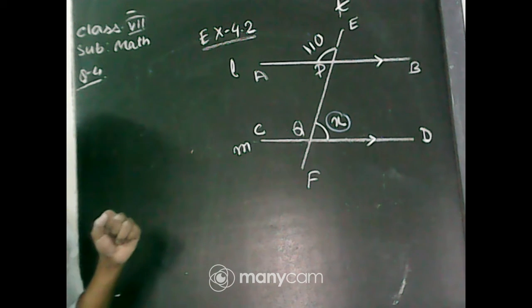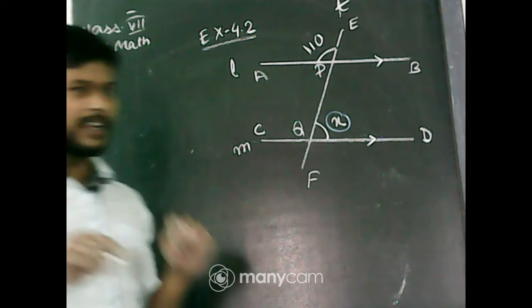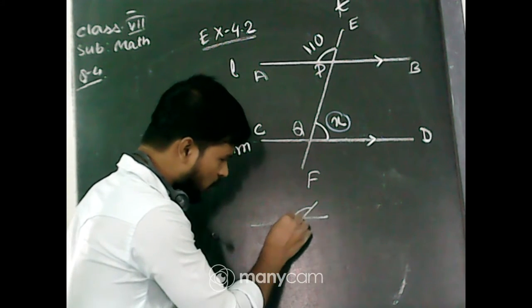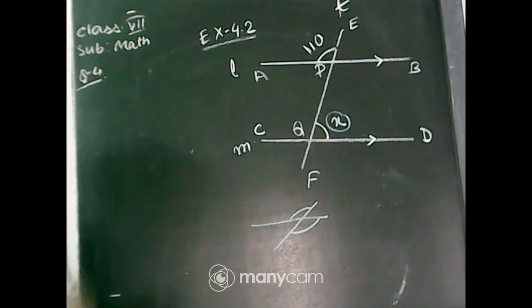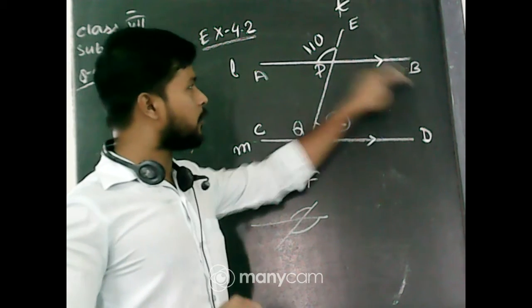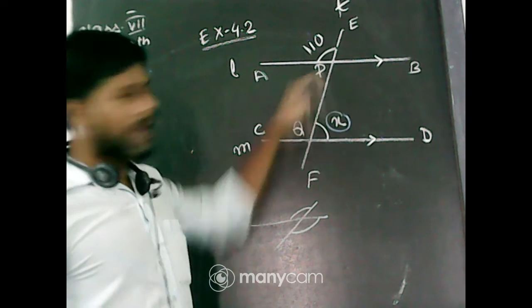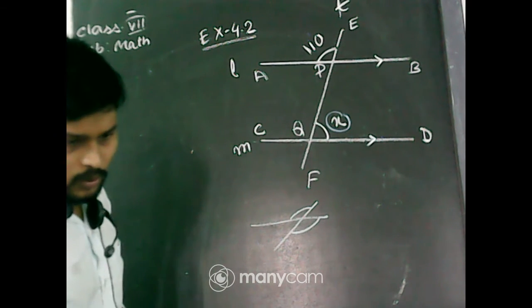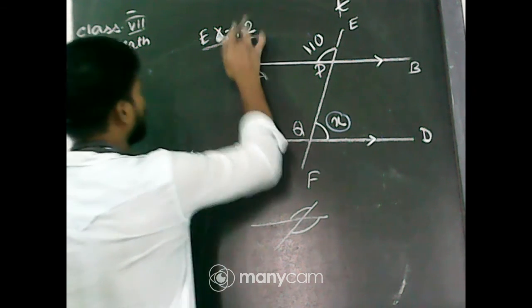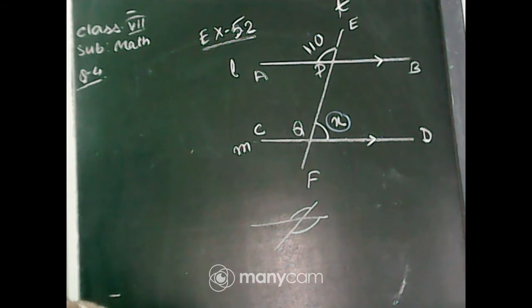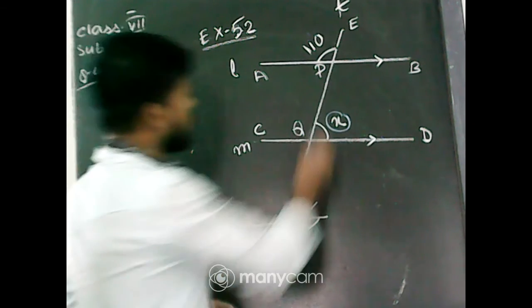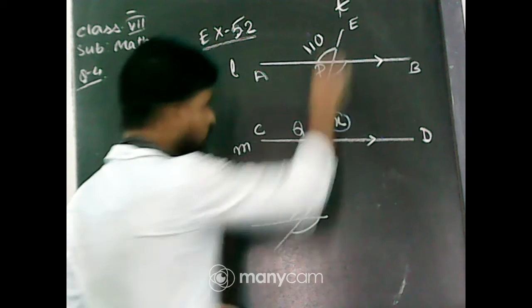Now tell me one thing. Can you remember what a vertically opposite angle is? If two lines intersect each other, then this pair of angles are called vertically opposite angles and they are equal in measurement. Now look here, in this diagram, the line AB and the line EF intersect each other at the point P. This is exercise 5.2, not 4.2, exercise 5.2. I'm sorry for that. So this angle and this angle are vertically opposite angles. These two angles will be equal to each other.